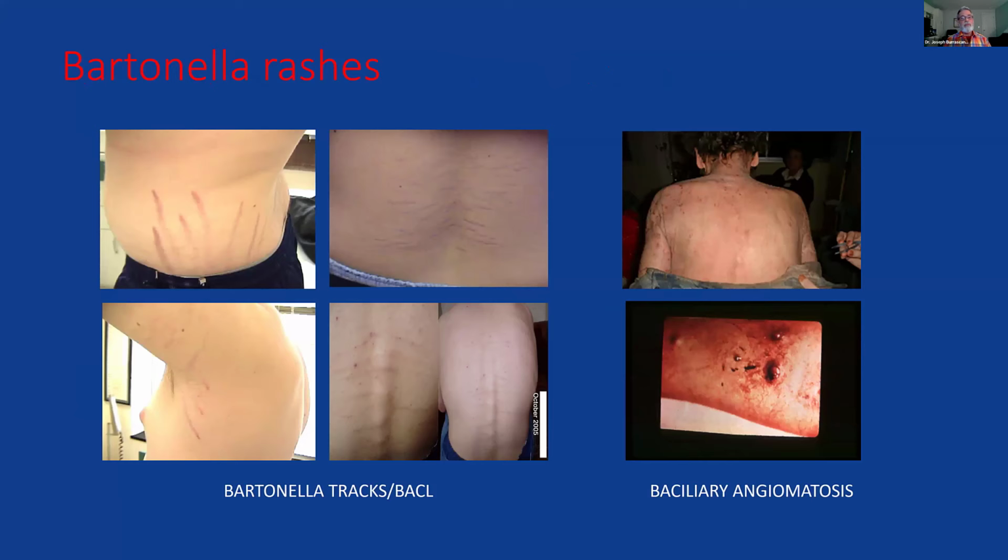So here's why I talked about the Bartonella tracks on the left. You see, they don't follow skin planes. That's the big tip-off. They are not stretch marks. Look at this. Look at under the arm. Also, they're red. They seem to be serpiginous. They don't often go straight. This is a person, you can see these are not stretch marks. And this person has the bumps, which are the bacillary angiomatosis, as well as the tracks. So this is something you need to get to know about. And again, these are chronic manifestations.